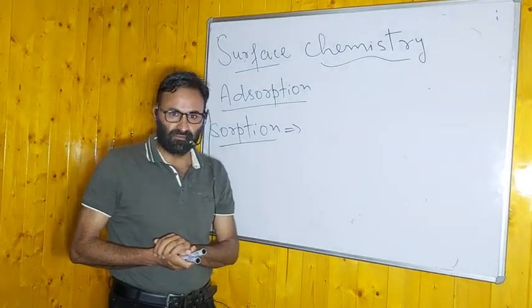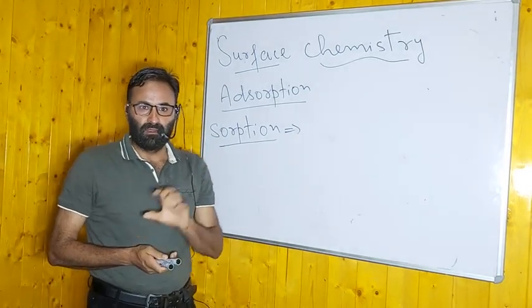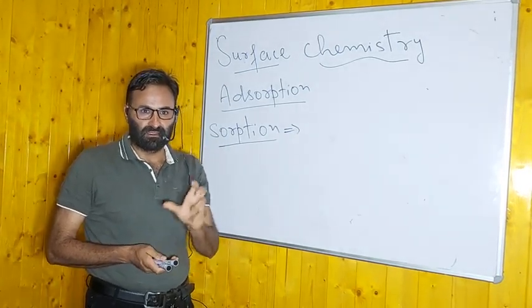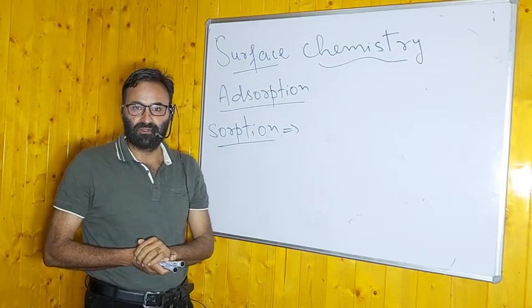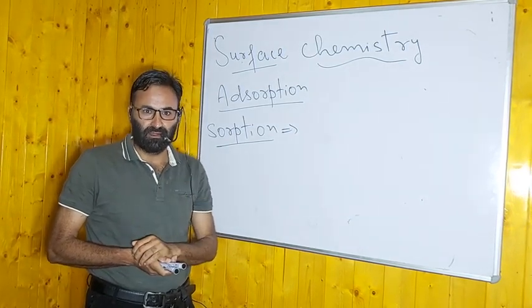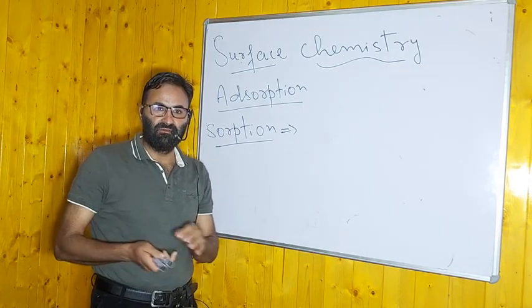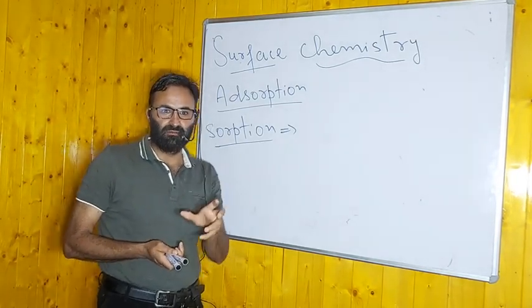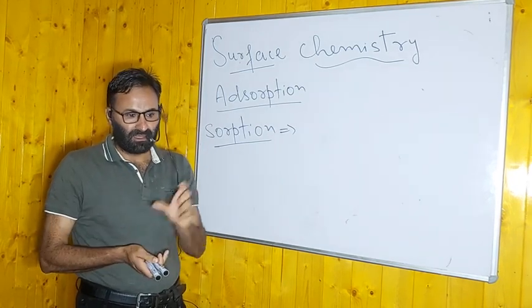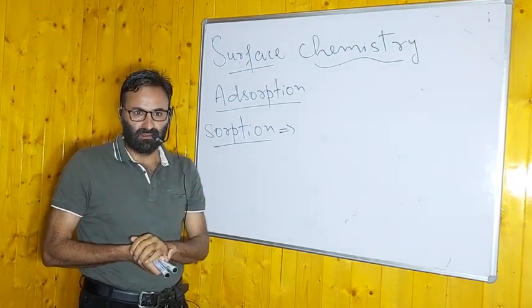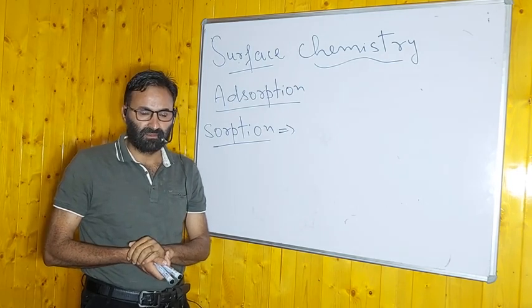Dear students, in the previous lecture we started a new unit from physical chemistry, that is surface chemistry. In that lecture we defined what surface chemistry is. We can repeat the definition again. It is the branch of chemistry which deals with the study of phenomena occurring at the surface or on the interface. We have discussed these things.